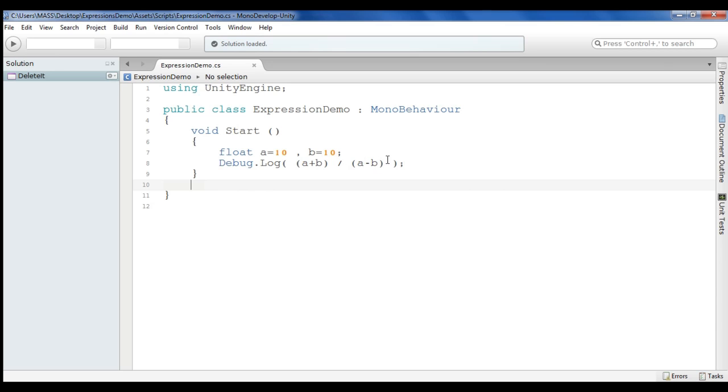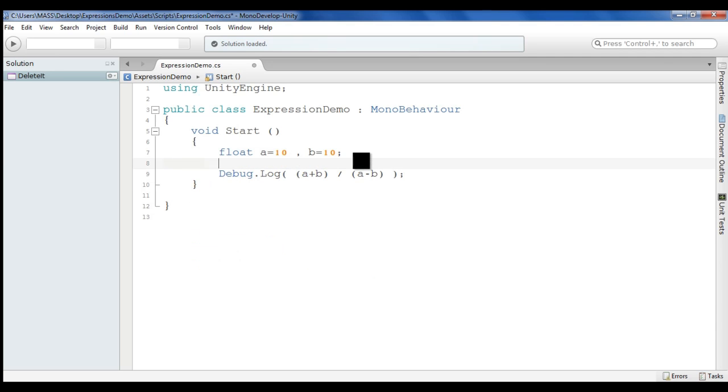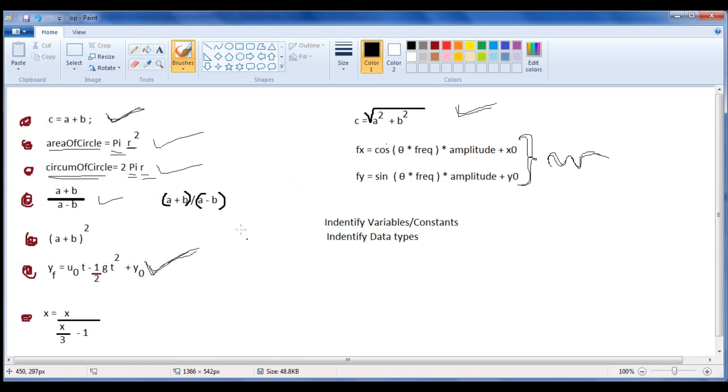When you are working in a game, you have to first check that a minus b should not be equal to 0. Then this evaluation should work or execute. You need to write it like that. We'll come to know how to write such expressions later. But at least now we know how to convert this formula into code. Let's go to this one.